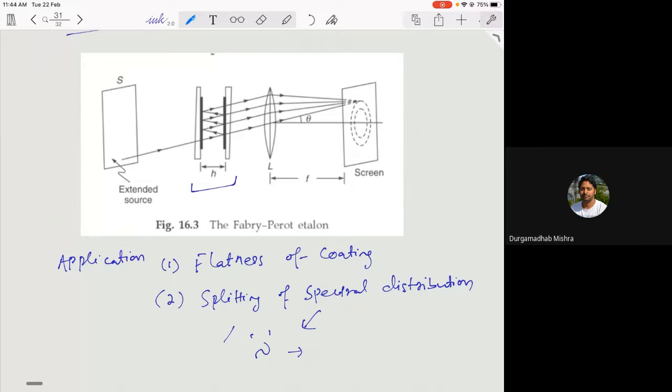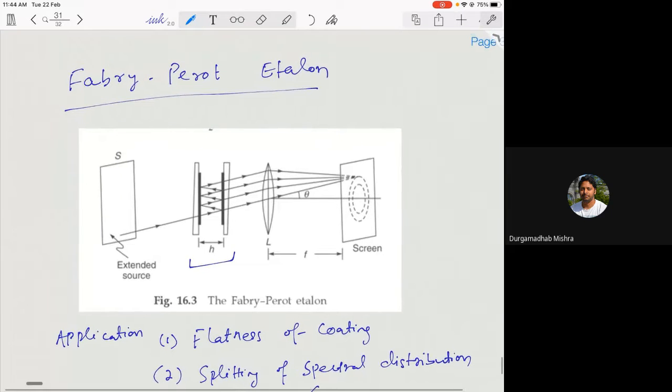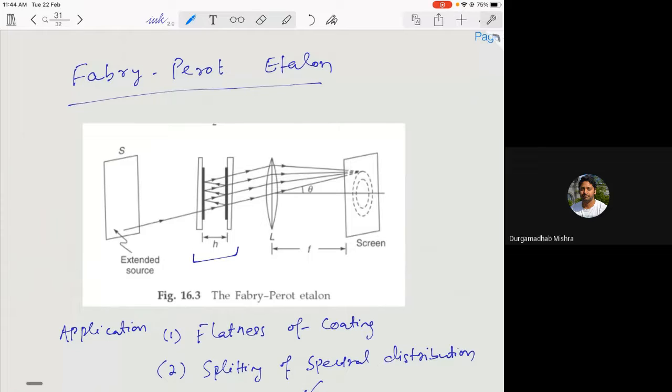Okay, so you can also use this Fabry-Perot as an interferometer. But it is not really called an interferometer unless you vary this H. When you vary H, the distance between the two glass plates, in that case you call it a Fabry-Perot interferometer. That again is similar to your other interferometers, but the purpose is different.